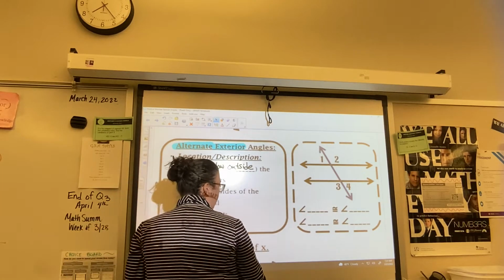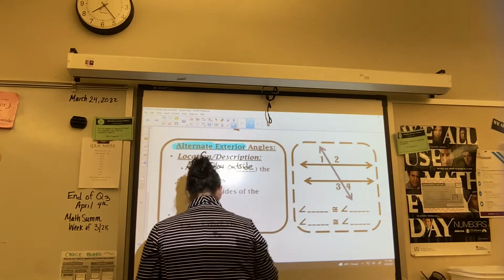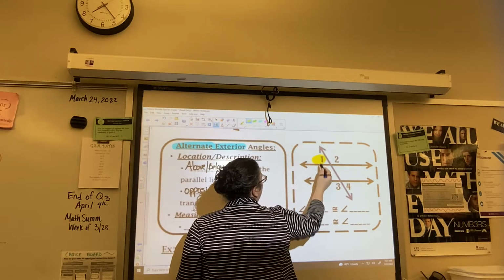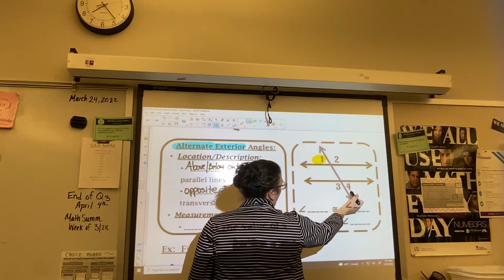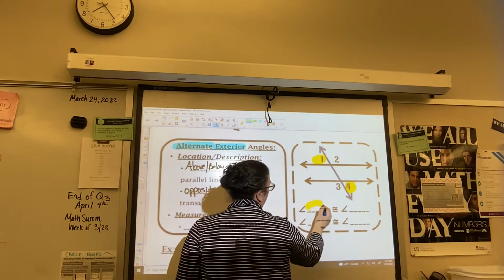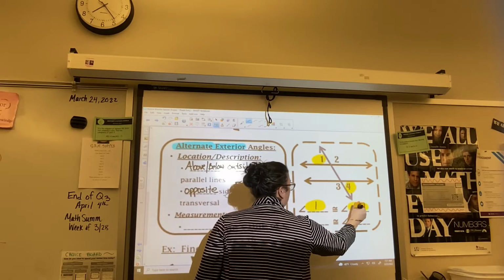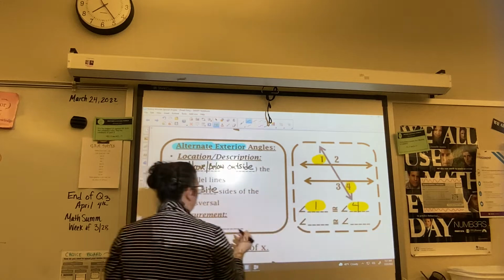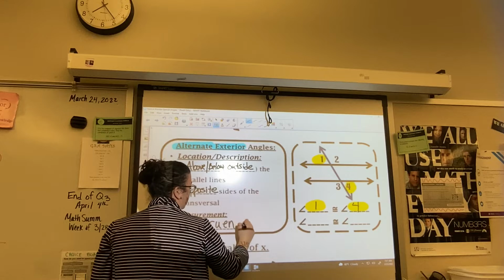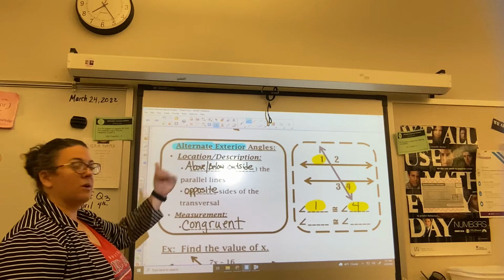So if I'm looking at the picture, angle 1, got my highlighter. Angle 1 is above the parallel line. Angle 4 is below the parallel line on the other side of the transversal. Those are a pair of alternate exterior angles. They are also congruent. They are both acute angles. So they also are congruent, just like the alternate interior angles. The other pair of alternate exterior angles are 2 and 3.